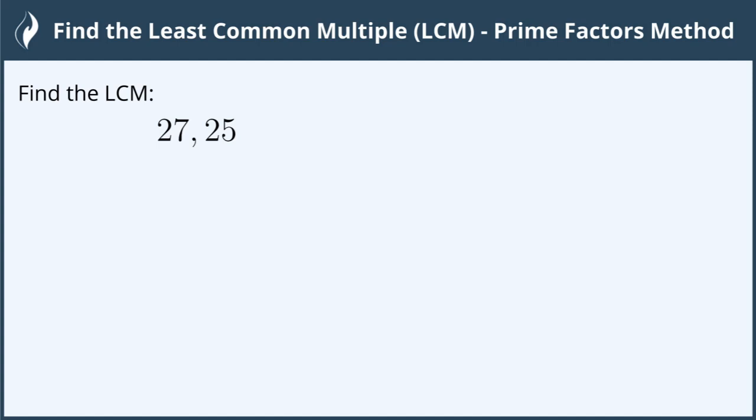Hi everyone! In this video we will find the least common multiple, or the LCM, using the prime factors method. This means we will make a factor tree for both 27 and 25. Starting with 27, making our factor tree, we can do 3 times 9 makes 27.